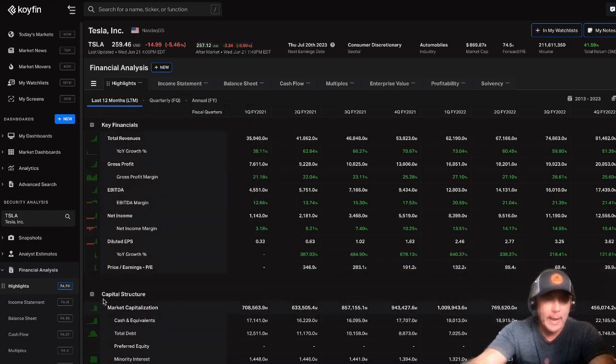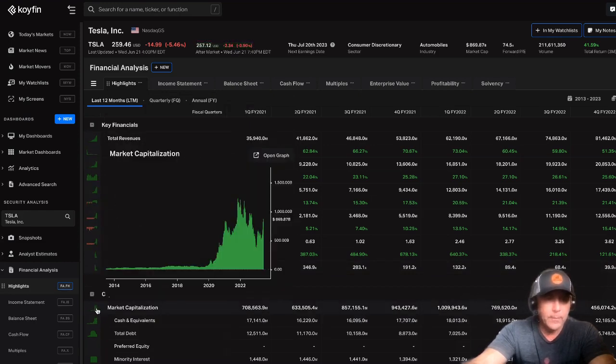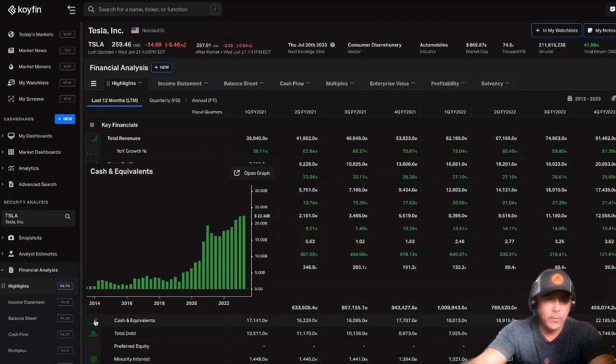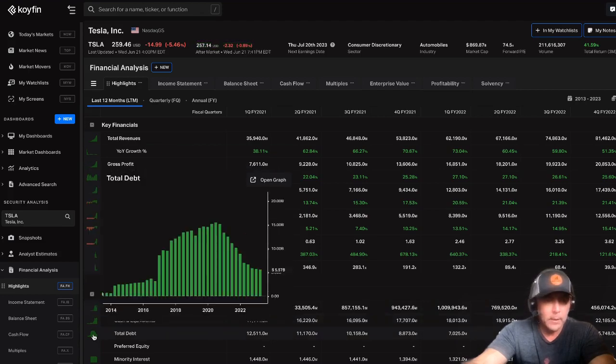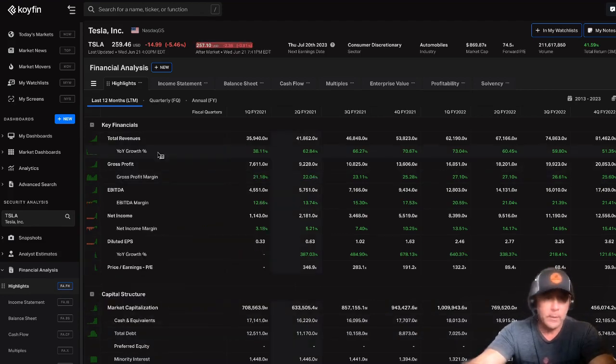Now down to the capital structure in terms of the market capitalization. And again, classic chart up and to the right. Then we've got right here the cash and equivalents up and to the right. So at a very high level, and I won't go through all of these, but this is really cool. So if you want to take the pulse of the business, what a quick and easy way to do that.